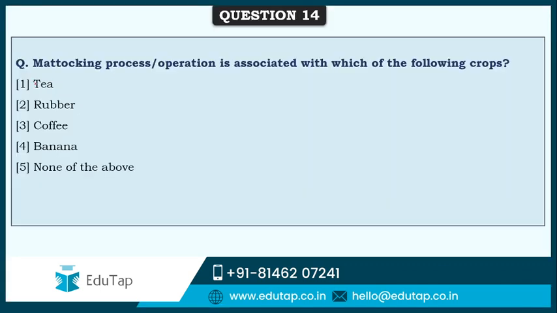Next, Mataking process or operation is associated with which of the following crops? Mataking is an operation or a process. Actually, it is very much similar to ratooning in sugarcane.